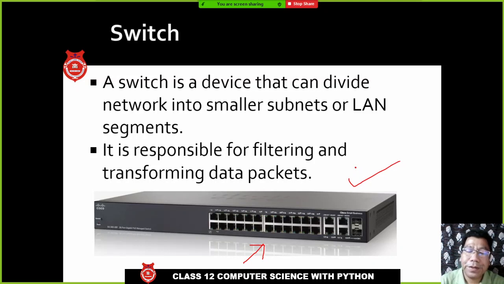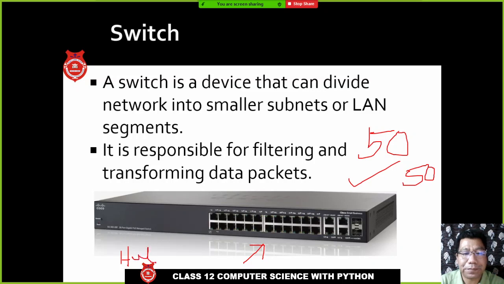For example, if there are two computers working among the 50 computers, and suppose the speed of the internet connection is 100 mbps, the two computers will share it 50-50. That's not the case with a modem, or a hub.